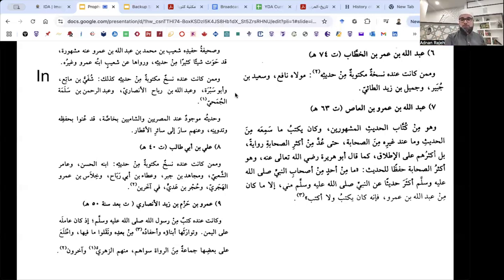Number 6 is Abdullah ibn Umar ibn al-Khattab, and the people who narrated from him were his Mawla Nafi', Sa'id ibn Jubair and Jamil ibn Zayd al-Ta'i. And of course, Abdullah ibn Umar is a very, very strong source of the stories of seerah for us. And Abdullah ibn Amr ibn al-As is number 7.